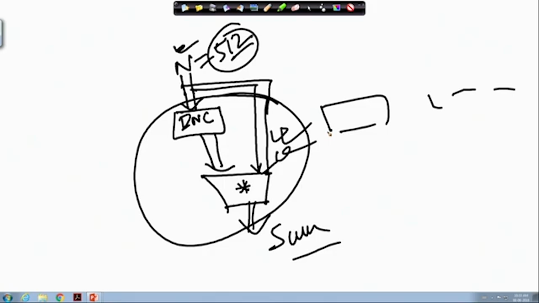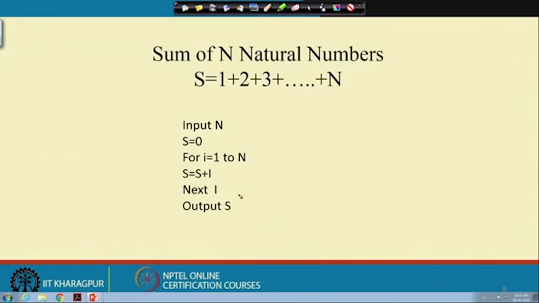Okay. So is there any other technique or method by which I can implement the same function? Yes, there is. What is that? That is the iterative method. Iterative method means using only one adder. In each stage I will add and store the value somewhere, and then again add that stored value with the next value, and again add with the next value.